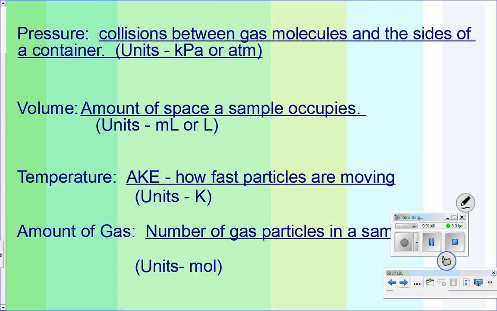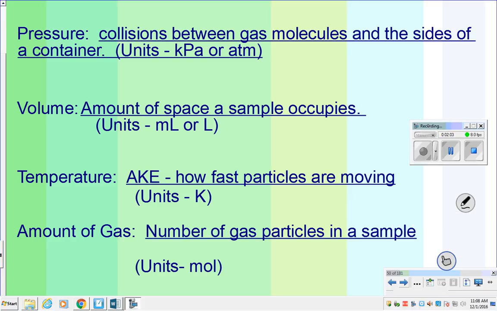Volume is the amount of space an overall sample of a gas takes up. We'll typically talk about this in terms of either milliliters or liters. Temperature is a measure of the average kinetic energy of particles in a sample of a gas. It's an overall picture of how fast particles are moving. Remember, when we talk about average kinetic energy, not all particles have the exact same speed. So this allows us to say, okay, on average, how fast most of them are moving.